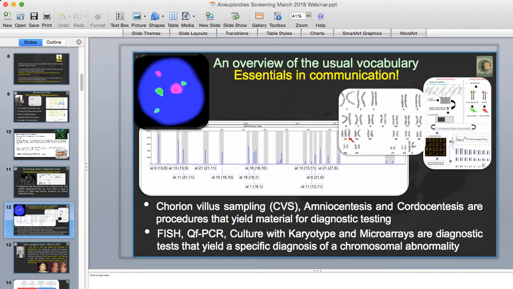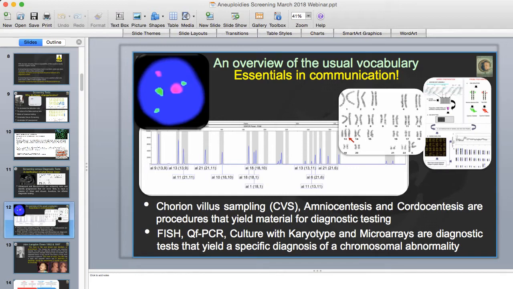The gold standard so far has been culture with karyotype, and this is now being largely replaced by microarrays, which are a little better at seeing what is going on and can therefore give us information not only on the chromosome numbers, but also on abnormal arrangements within the chromosomes as well. So FISH, QF-PCR, culture with karyotype and microarrays are diagnostic tests that will finally give us the answer on whether there is Down syndrome or not. So essentially, there are screening tests, which are ultrasound and biochemistry, procedures, which are CVS or amniocentesis, and then the actual diagnostic tests.